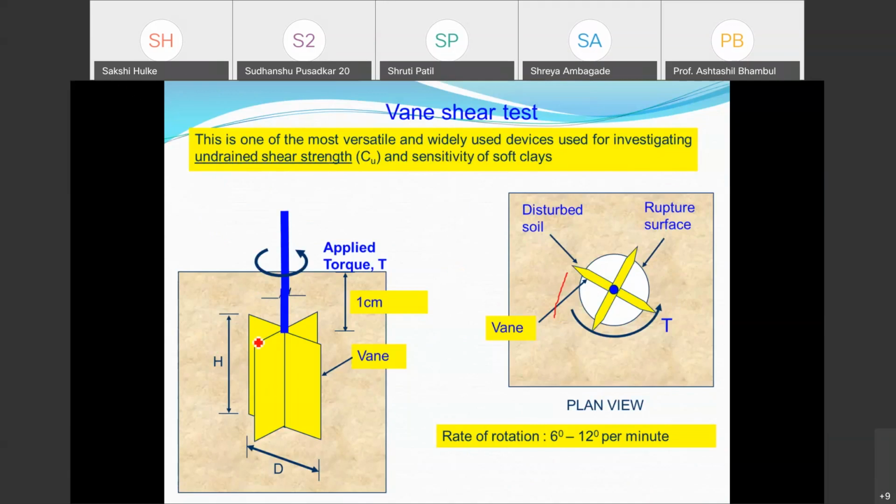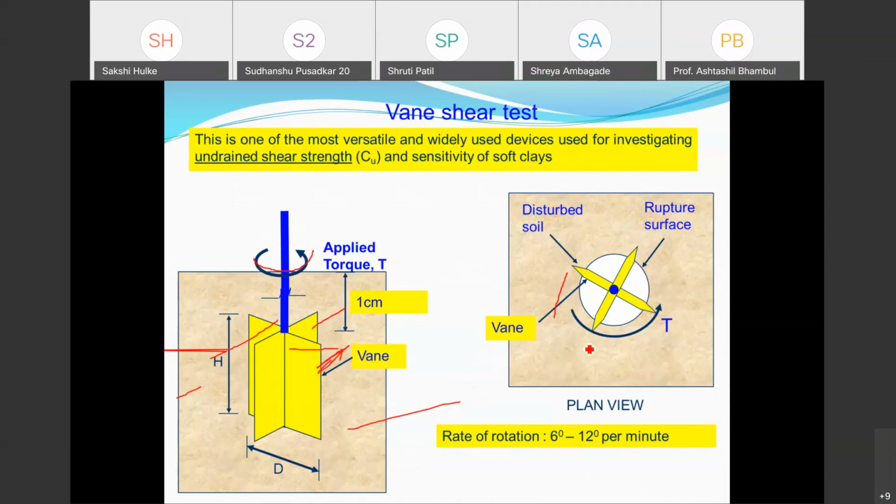These are the 4 blades which are placed perpendicular to each other on this rod. And this yellow one is complete. This is the soil mass. So if I immerse this blade into the soil and by some mechanism I am able to rotate, what will happen? These edges will try to shear off the soil here along this plane.